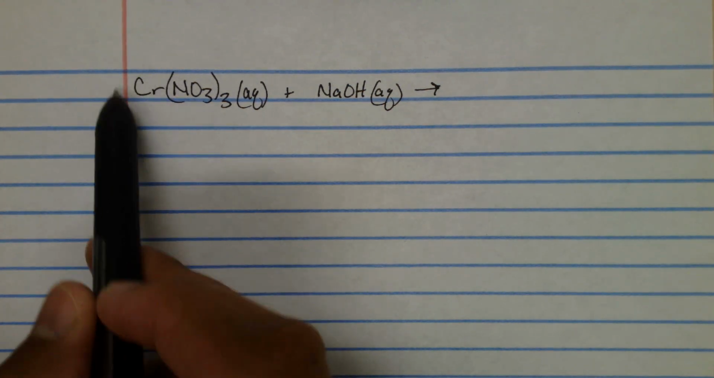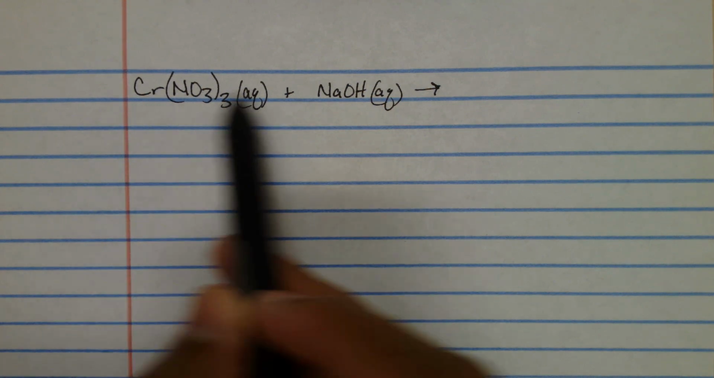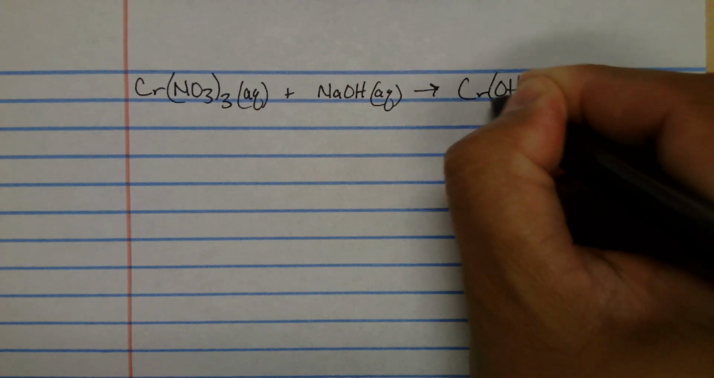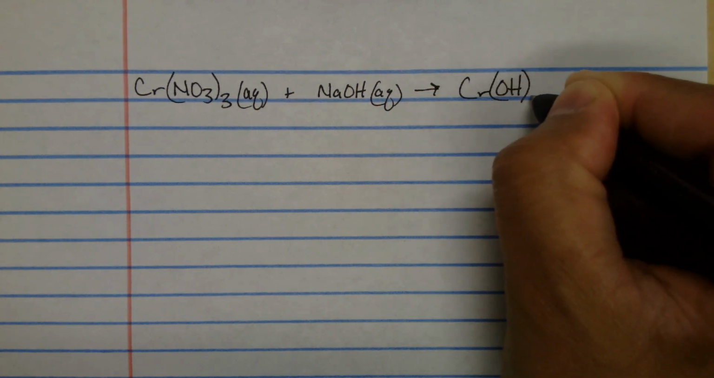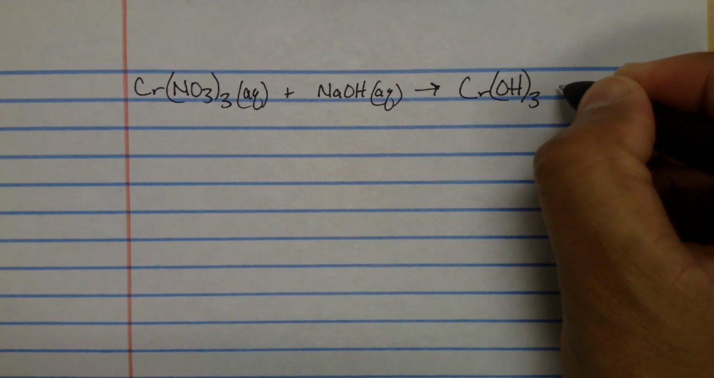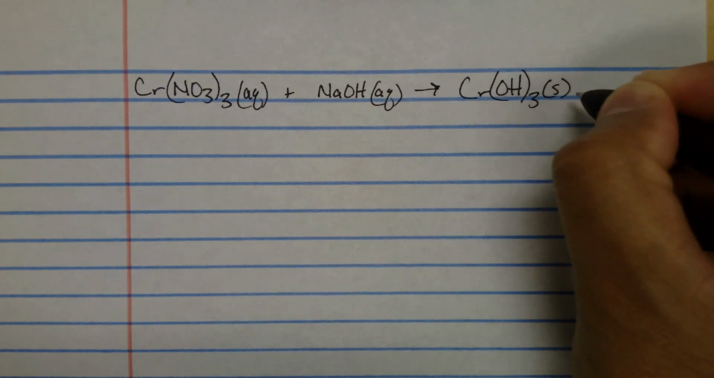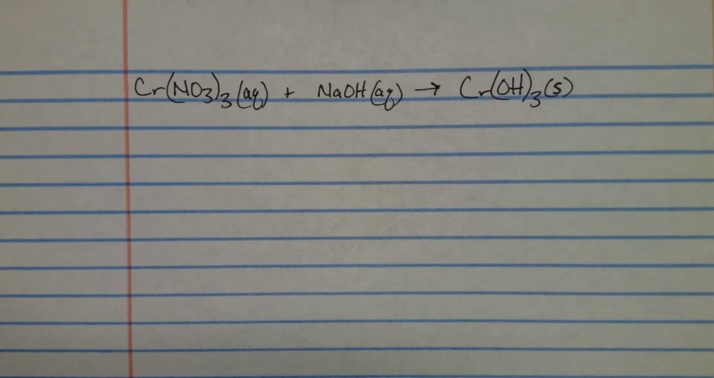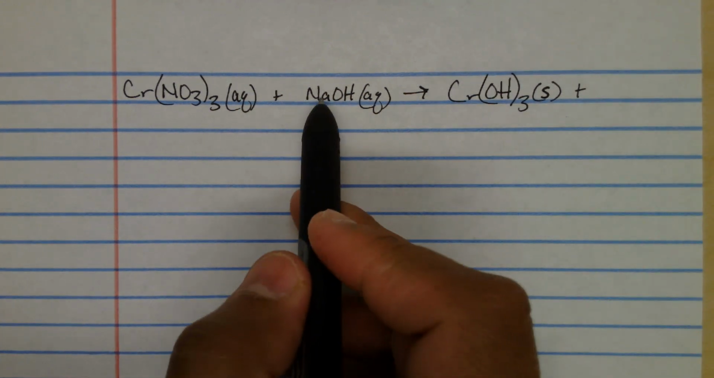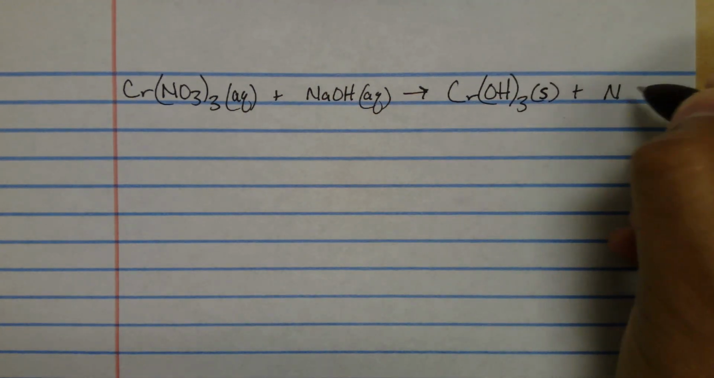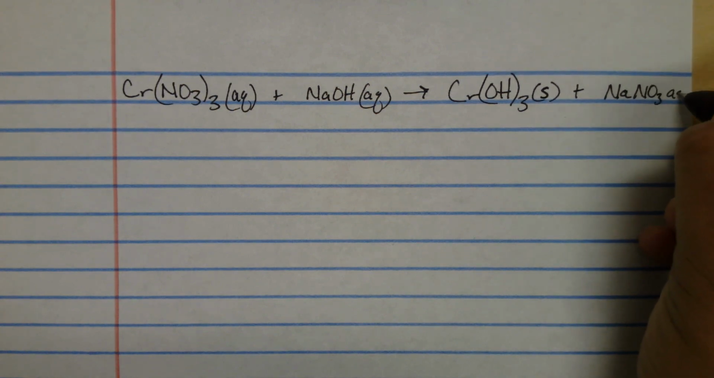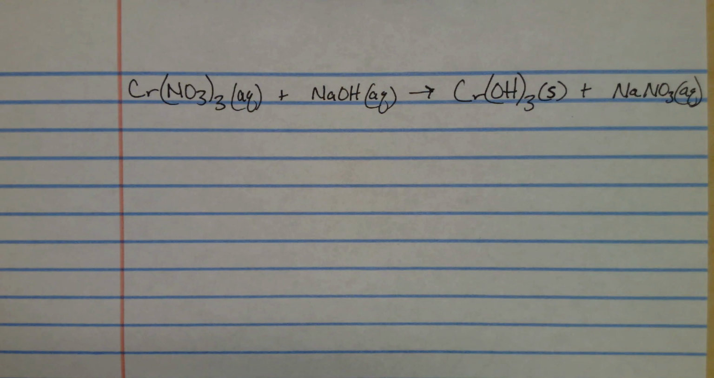We'll write a product of chromium 3 hydroxide. Chromium 3 hydroxide has a formula of Cr(OH)3. Hydroxides typically form precipitates due to the solubility rules, so we'll write an S for solid. And our other product would be the sodium nitrate. Sodiums and nitrates are typically soluble, so we'll write an aq for sodium nitrate.